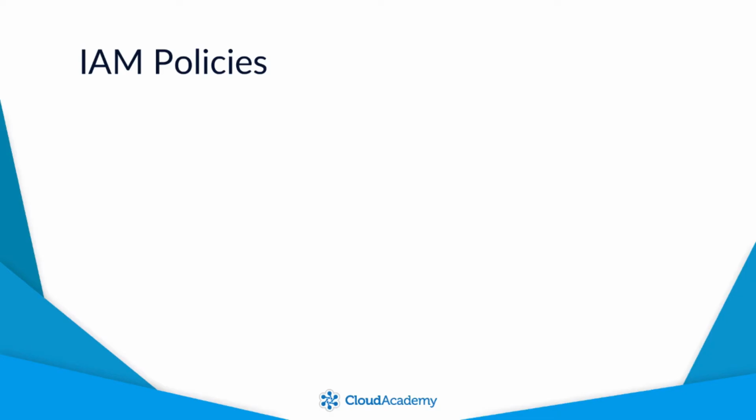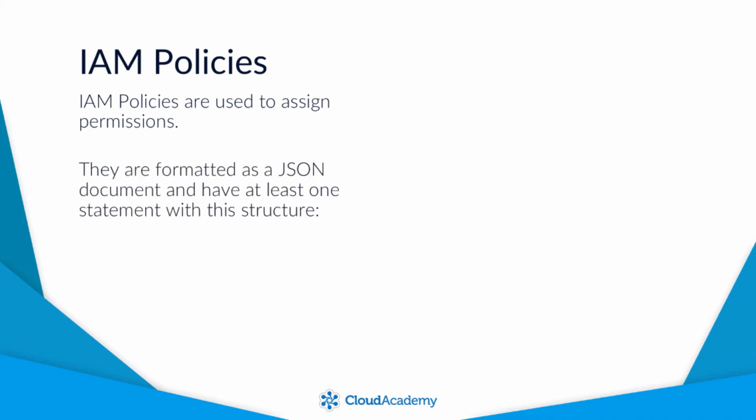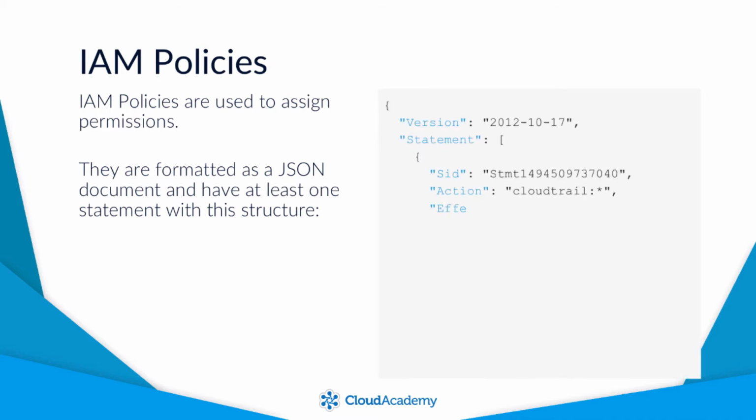So as we already know, IAM policies are used to assign permissions to users, groups and roles. But what do these policies look like? IAM policies are formatted as JSON documents, JavaScript Object Notation. And each policy will have at least one statement, where the structure may look like this example. Let me break the structure of this policy down to allow you to understand each element.